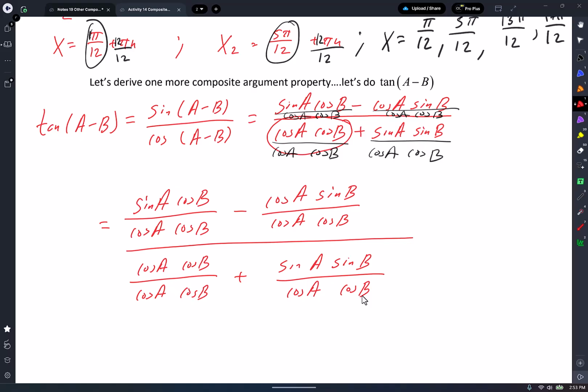Are we still okay? All right, so here's my 1. Take a different color or just cancel stuff that you can see. Look at the top left-hand corner. I see a cosine B and a cosine B. Bam, out. Do you guys see that? Top right-hand corner, I see a cosine A and a cosine A. Bam, out. Bottom left-hand corner, all that is the same, so all of that is just going to be a 1.